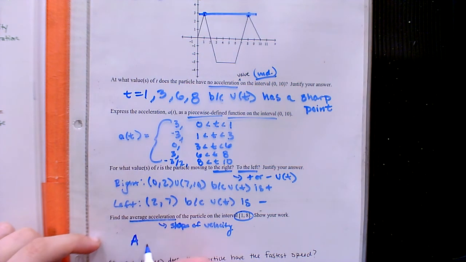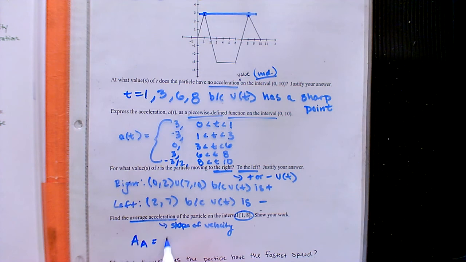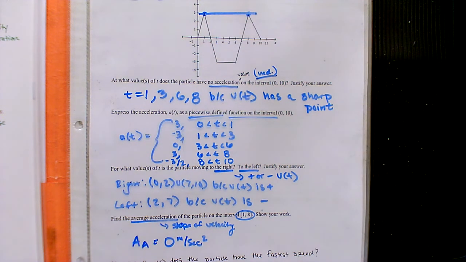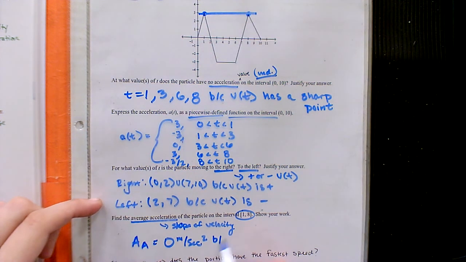Okay, so we'll say average acceleration is 0. Can we throw in units? Meters per second squared. Okay, acceleration is a squared unit. Meters per second squared. It says show your work. We didn't really show anything, but maybe we can explain.